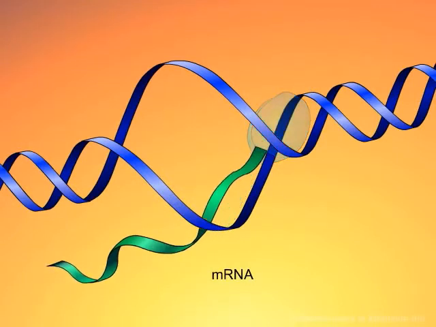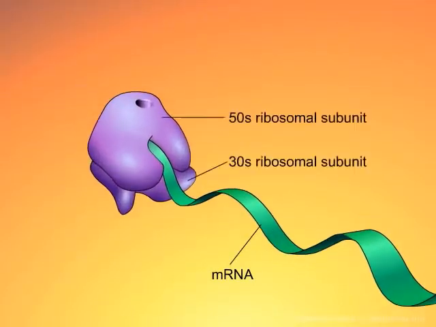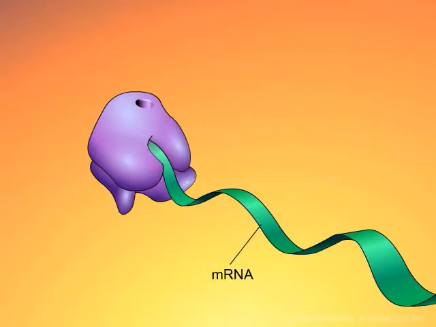Once the strand of mRNA is complete, it will detach from the DNA template and in turn become attached to ribosomes. Bacterial ribosomes are made of a small 30S and a large 50S subunit. After the 2 subunits join together around the strand of mRNA, synthesis of the polypeptide chain begins.